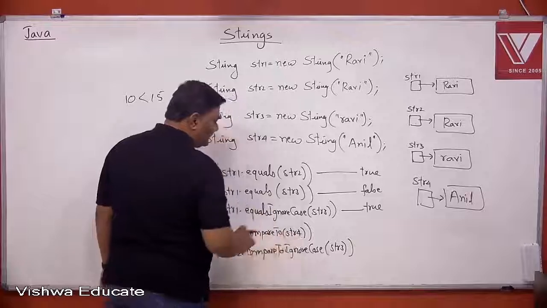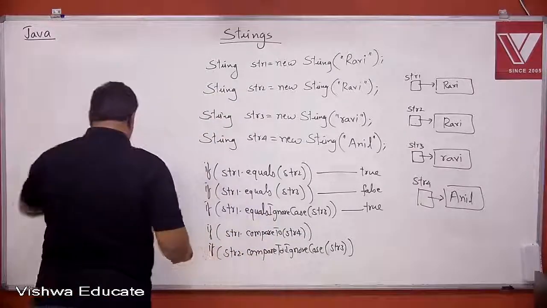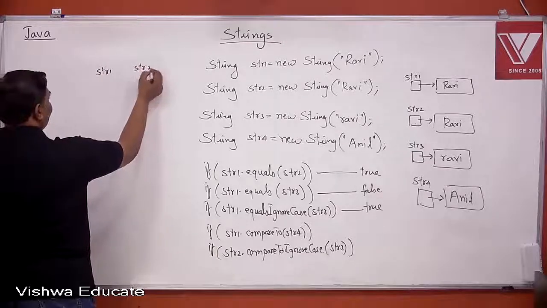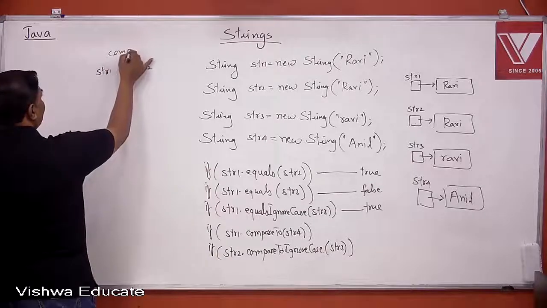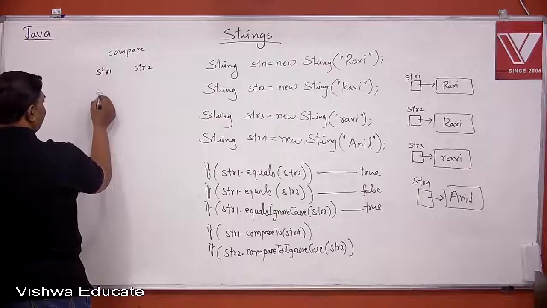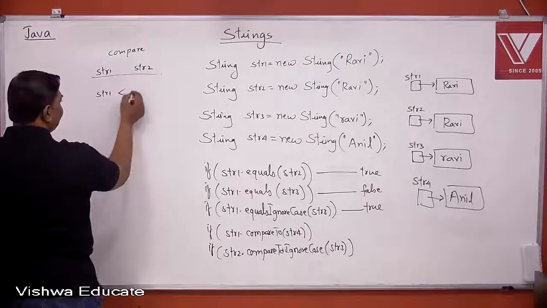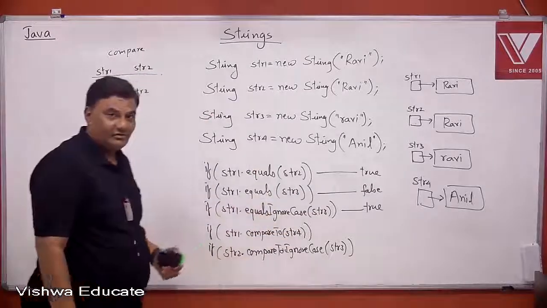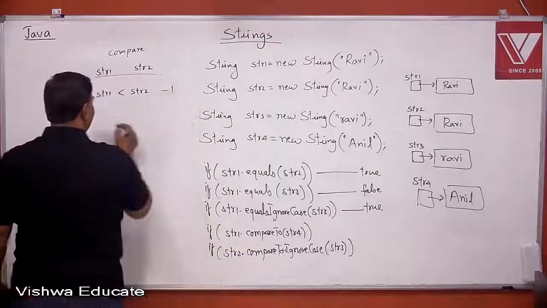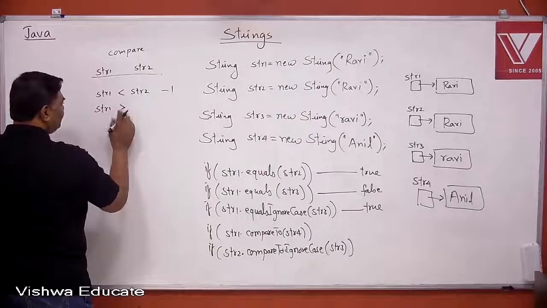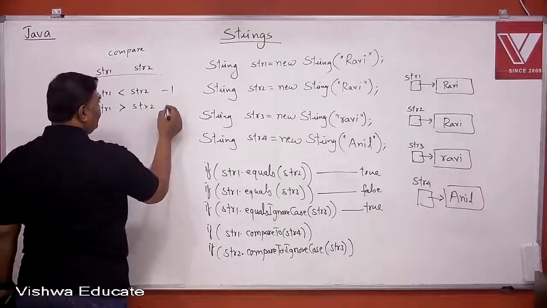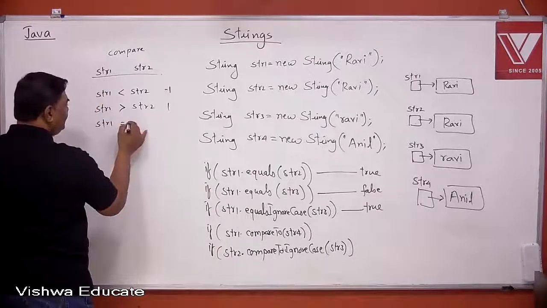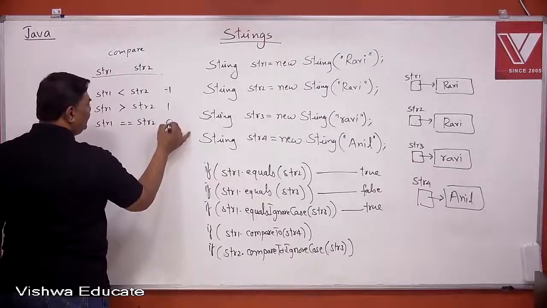str1 compared to str4. If you are using str1 and str2, when you compare them, then if str1 is less than str2, less means what? If it is coming in the dictionary before str2, then we get -1. If str1 is greater than str2, then we get 1. And if str1 is equal to str2, they are equal, then it is 0.